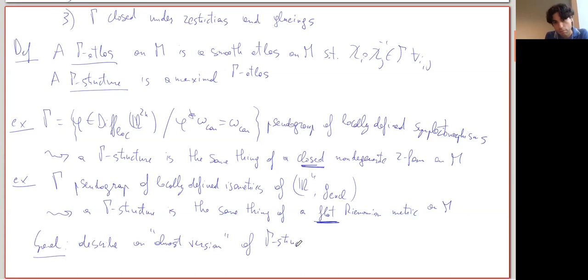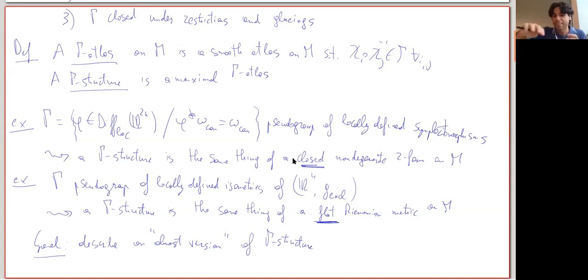And by almost version, I mean precisely what Anton was saying. So a Riemannian metric, not necessarily flat, and a non-degenerate 2-form, also known as an almost symplectic structure, not necessarily closed. The idea is that we want to separate some basic topological property of a geometric structure from the differential condition that we can impose later, and then study the integrability problem separately.